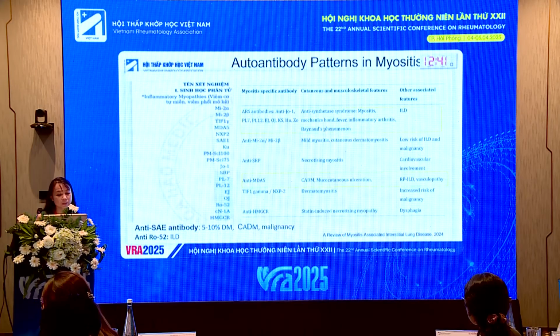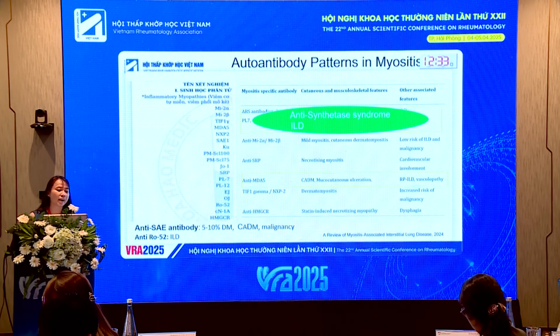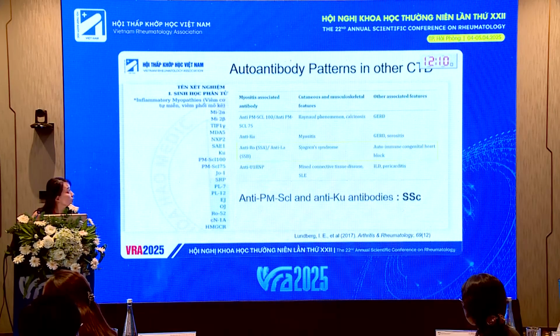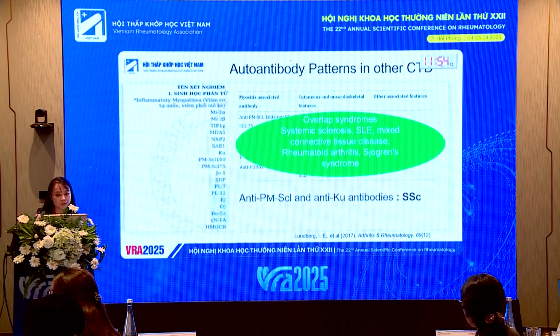First is ARS autoantibody, including anti-Jo1, anti-PL-12, which is associated with anti-synthetase syndrome and high-grade ILD. And second is anti-MDA5, which is strongly associated with amyopathic dermatomyositis. This autoantibody is particularly important because it is highly related to rapidly progressive ILD. And now we have another group of autoantibodies, the myositis-associated antibodies, including anti-PM/Scl, anti-Ku, SSA, SSB. These are associated with overlap syndrome, depending on which autoantibody is overlapped with systemic sclerosis, SLE, or Sjögren's syndrome.